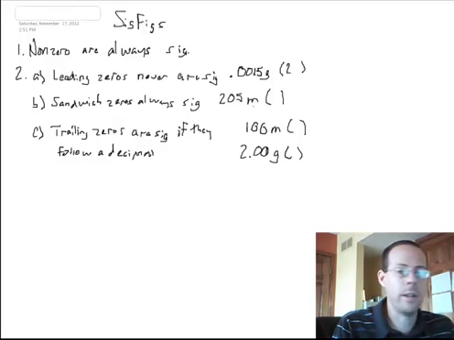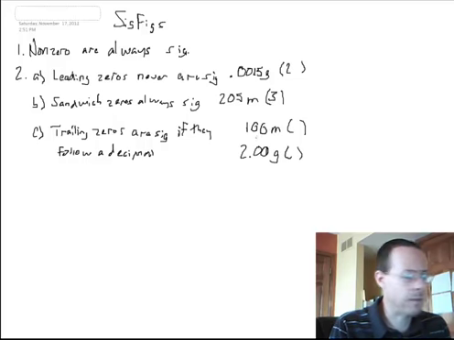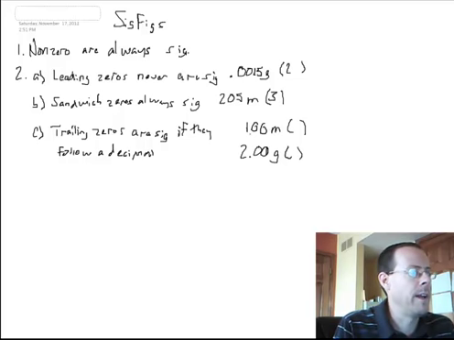This number right here, 205 meters. Well, 2 is significant, 5 is significant. The 0 in the middle is a sandwich zero, and they are significant. So this number has three significant figures. 100 meters. If that's all we say, if that's all we write, this has one significant figure, because trailing zeros do not count unless they follow a decimal. And then 2.00 has three significant figures.